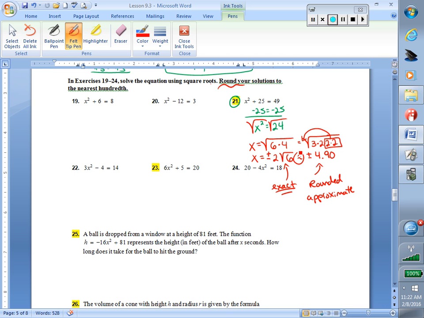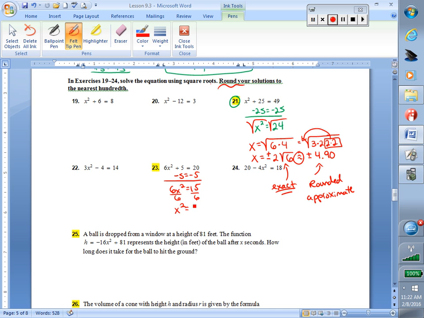I just wanted to finish up with one more that doesn't work out quite so perfect, again, to give us a chance to refresh on a little bit of what we did at the very first section of this chapter. Let's move our 5. 6x squared equals 15. Divide by our 6.